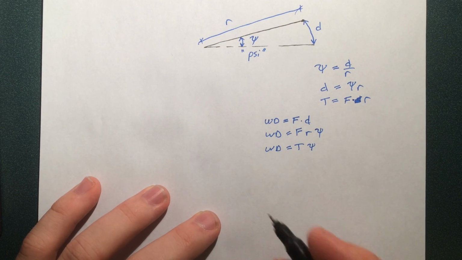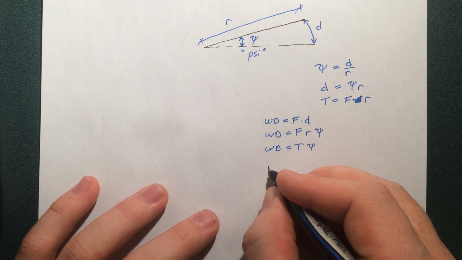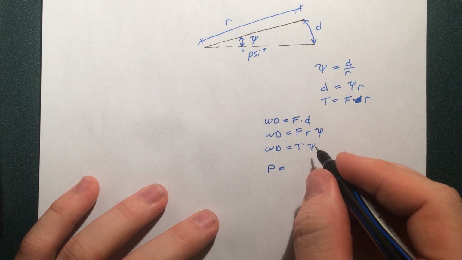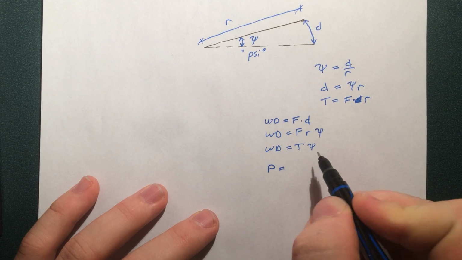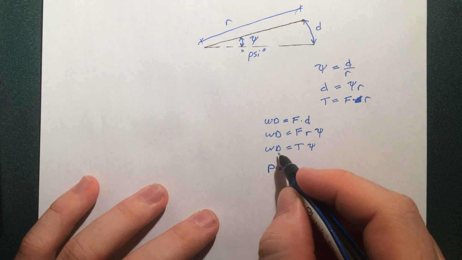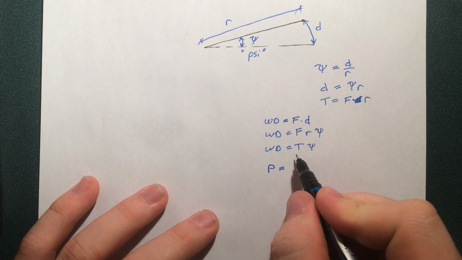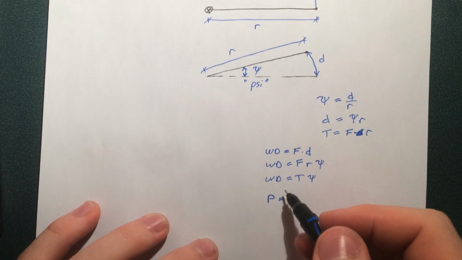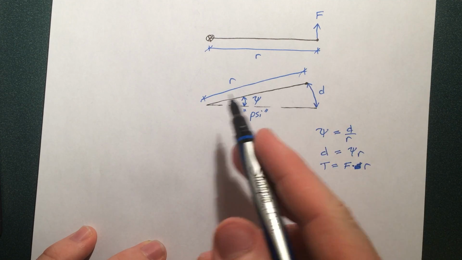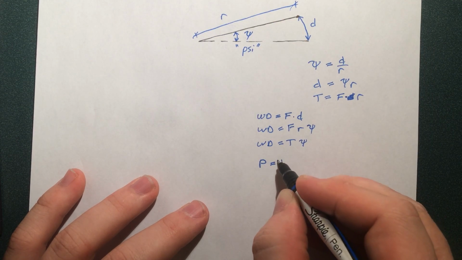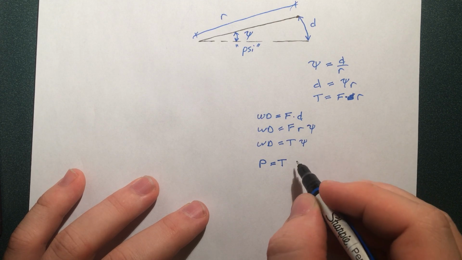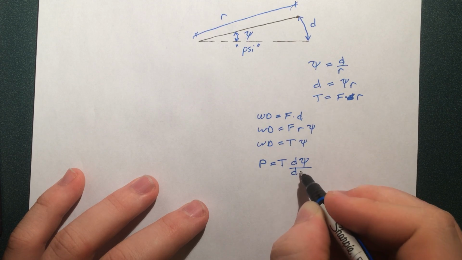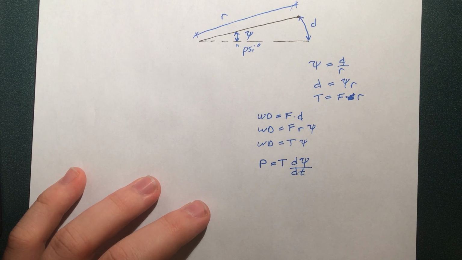Now to find the power. Power, P, is the rate at which work is being done, so work done per second. When I say the rate of work being done, that's basically the derivative of this with respect to time. We're going to assume that T, the torque, is not changing with time, so that force is always being applied at that distance. The distance is staying the same, so that remains constant. But this angle is changing, so we take the derivative with respect to time.